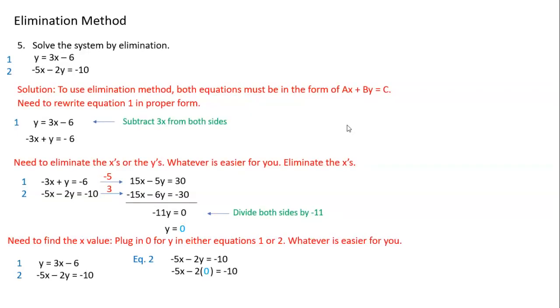So negative 2 times 0 is 0. 0 minus 5x is minus 5x. So to solve for x, I'm going to divide by a negative 5 on both sides. And when I do that, I have x equals 2. So if you see, I have the same solution as before, which is (2, 0). Again, it's a consistent independent system.